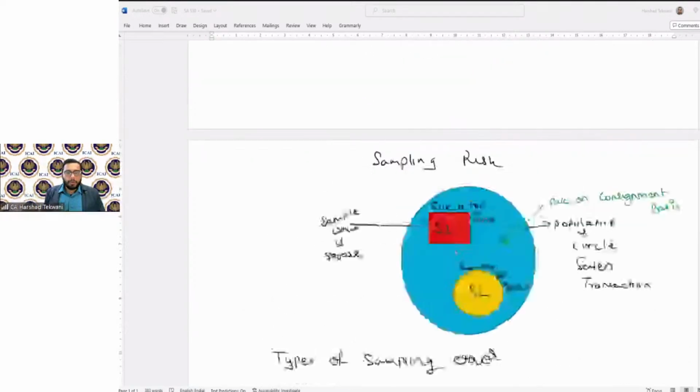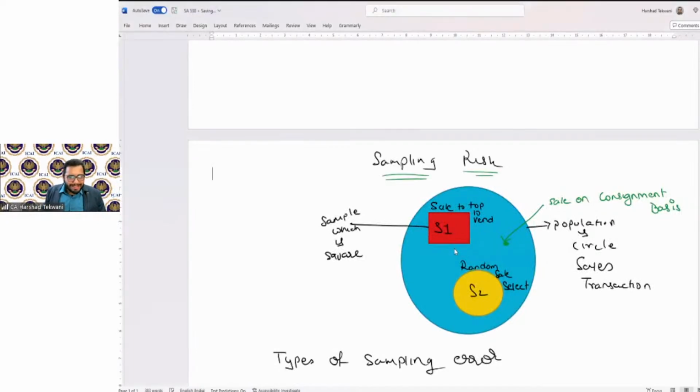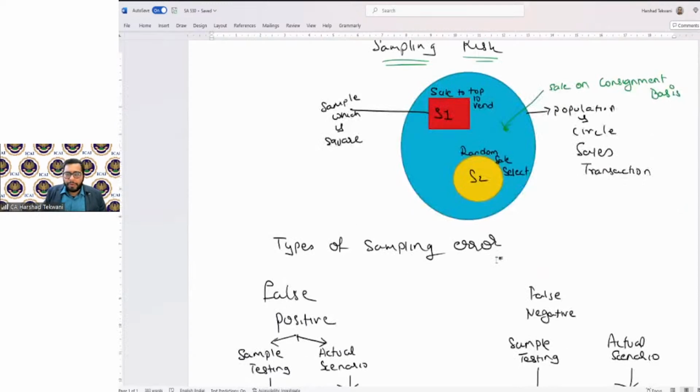Okay. So that was about the sampling risk that I was talking about. Very important concept, very detailed concept, but good to understand. So there we had anomaly, and we cannot project an anomaly onto the entire population.